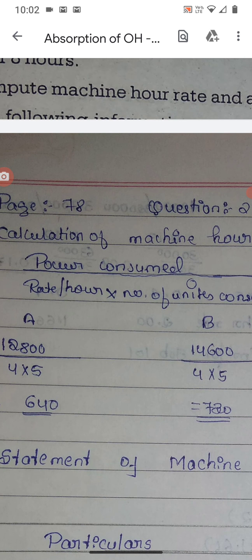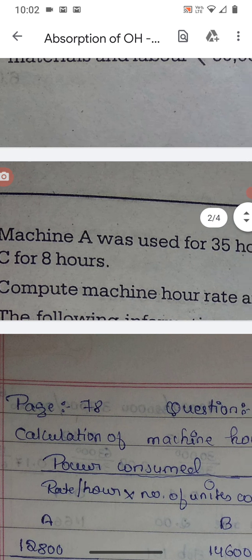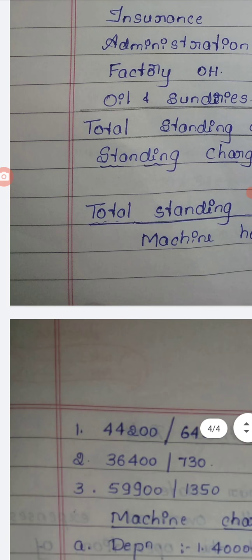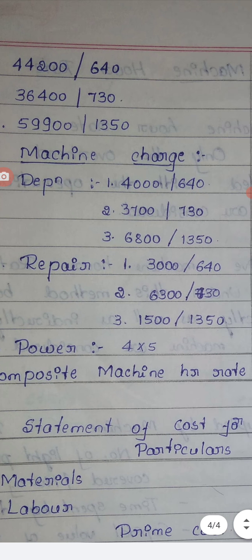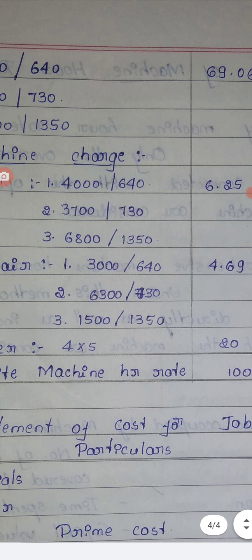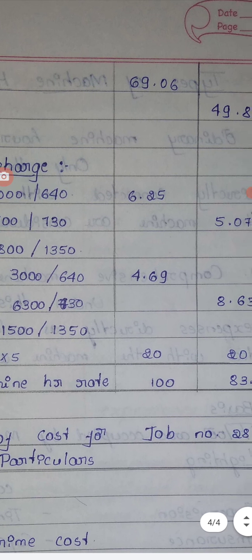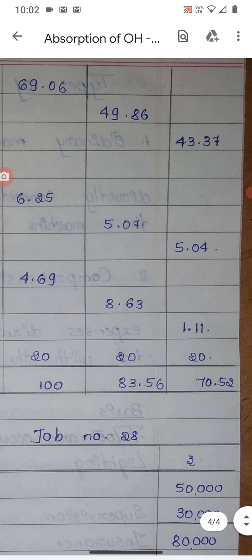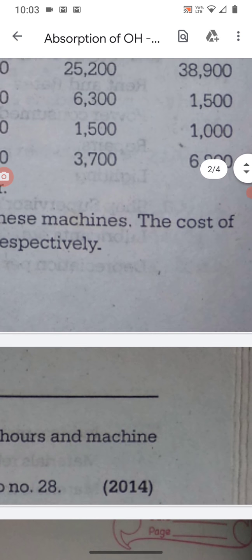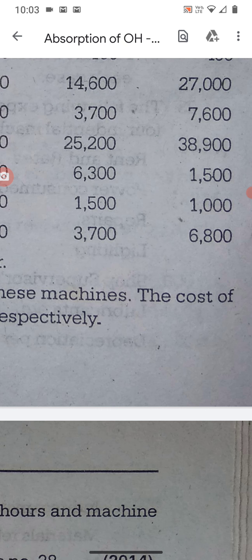Now in the problem they have given that machine A used 35 hours, B used 40 hours, machine C 8 hours. So here you have to write the factory overheads: machine A, 35 into the answer which we received here. The machine hour rate answer here is 100, 83, 85. You have to multiply that by the hours, and you will get the factory cost, and ultimately you will get the total cost. So this is how machine hour rate problems are solved.